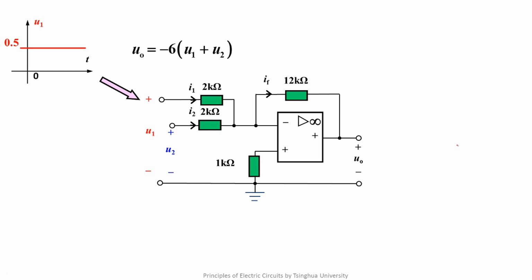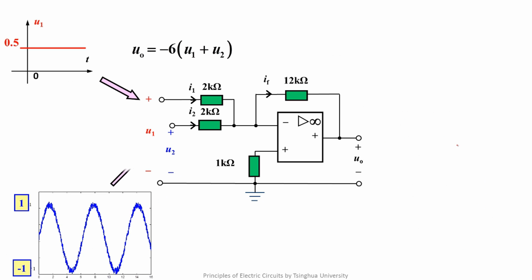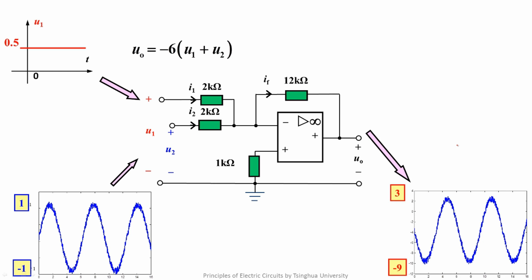But in the real condition, noise is everywhere. If there's a noise in U2, since the circuit has no ability to resist the noise, the output amplifies the noise in U2 6 times. The output changes to this.